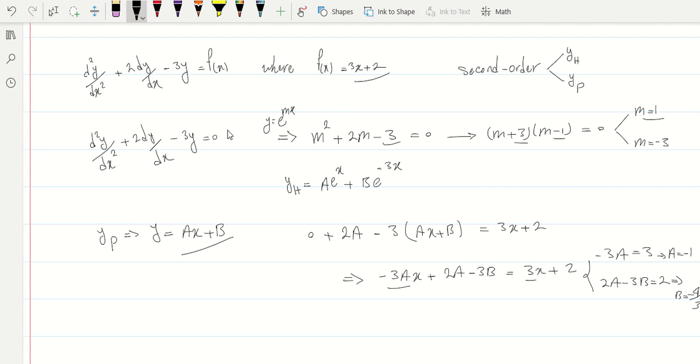Now we got our particular solution, which is -x minus 4/3. Now we can rewrite our general formula, which is yh plus yp, which would be equal to our yh, as you remember here, which was a e to the power of x plus b e to the power of -3x, and our particular solution is -x minus 4/3.